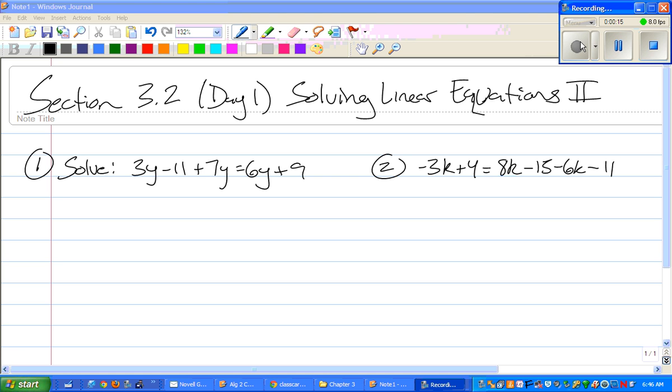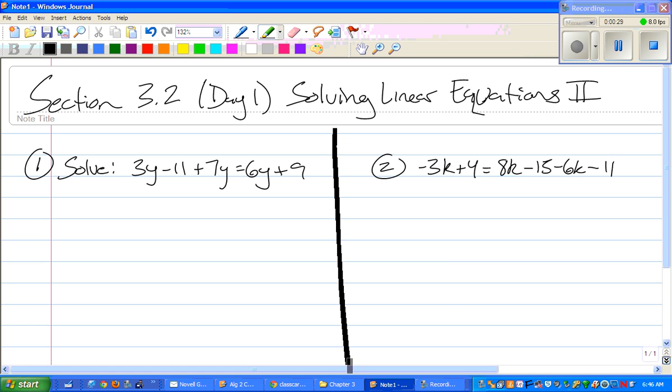Grice's Algebra 2 class. So today we're going to be talking about solving linear equations, and these are going to be more complex linear equations. So let's just jump right to it. Let's look at problem number 1.